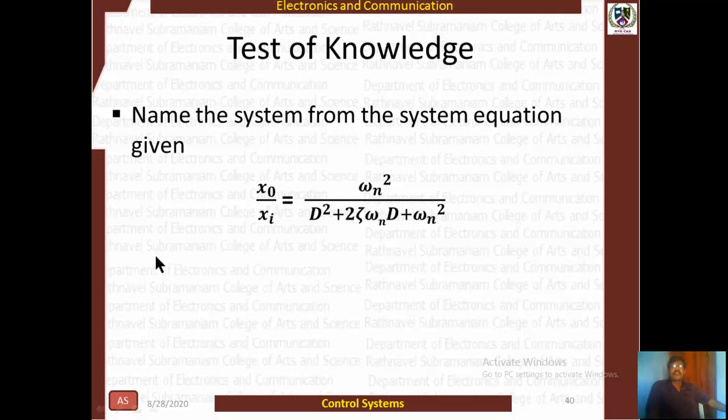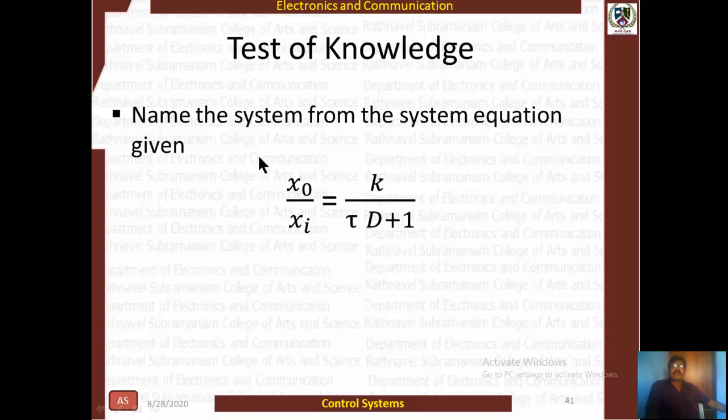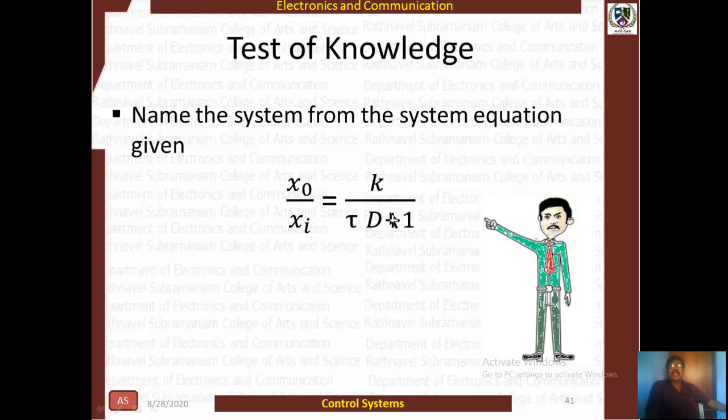Name the system of the system equation given. The system equation given is x naught by xi is equal to omega n square divided by d square plus 2 zeta omega n d plus omega n square. The order of this differential equation is 2. Then it is a second order system. Name the system of the system equation given x naught by xi is equal to k divided by tau d plus 1. So the order of the system equation is 1, d raised to the power 1. So this system is a first order system.